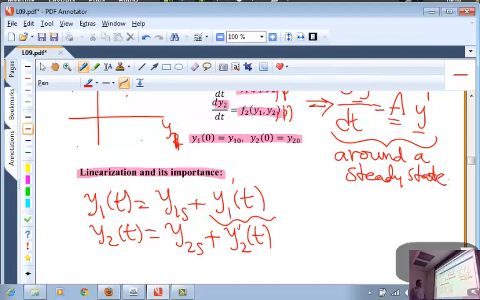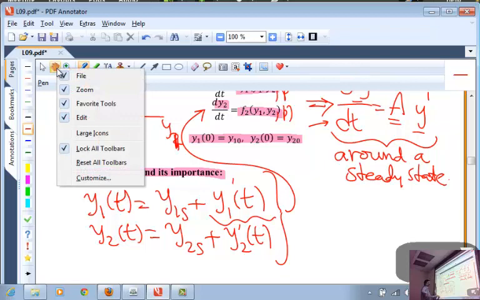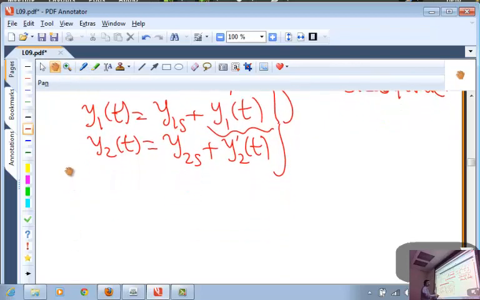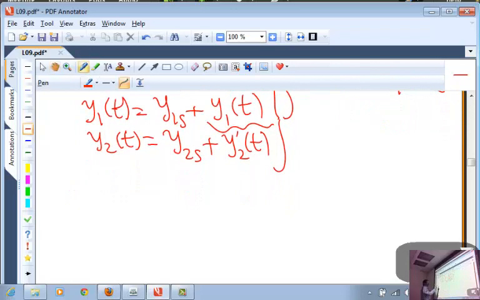So you take this definition, put it back into your nonlinear equation in here, okay, and do a Taylor series expansion. Okay, and when you do that, you will end up with this linearized equation. So if I substitute on the left-hand side, I'm going to get dy1 prime dt. This is the first equation. Because y1s is a steady state, when I take its derivative, it's going to be 0. Okay, so that term drops out, and all I have is dy1 prime dt.